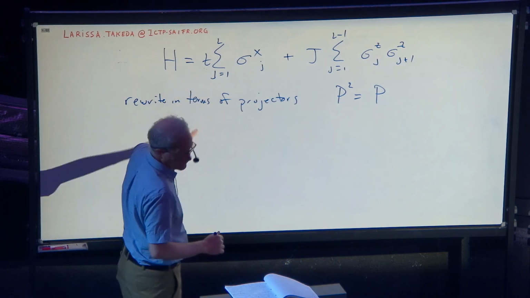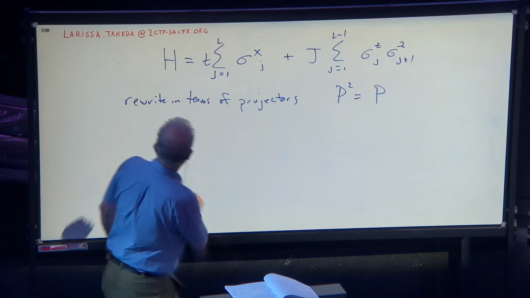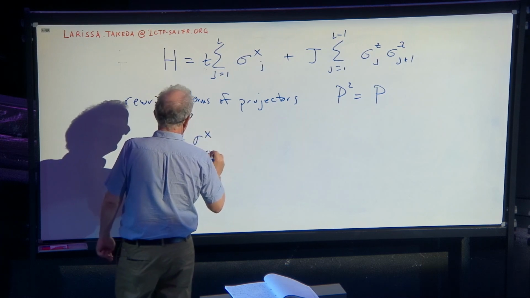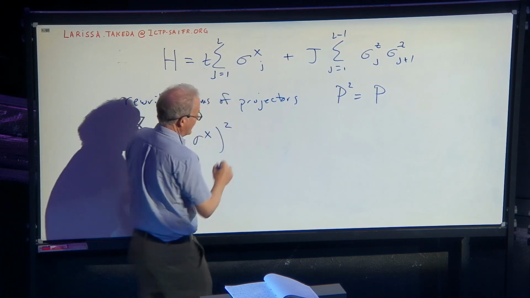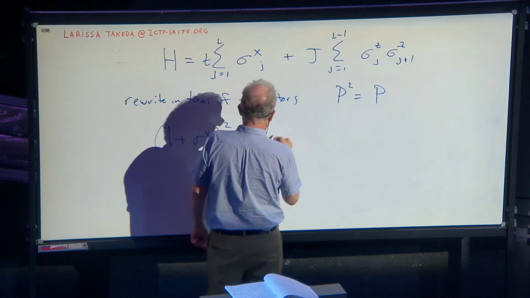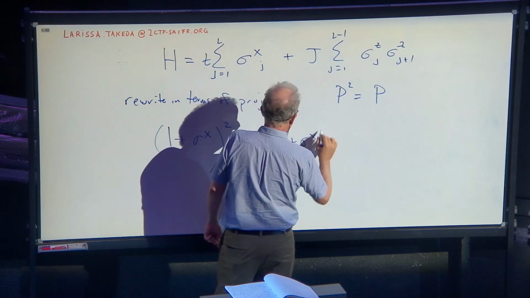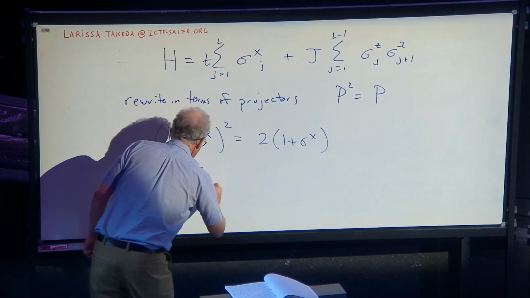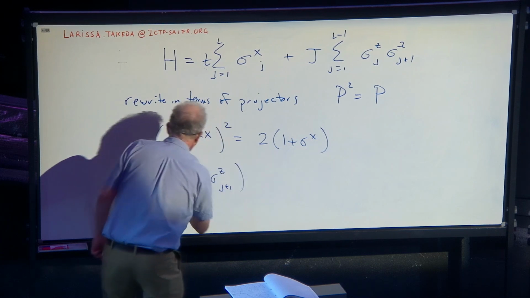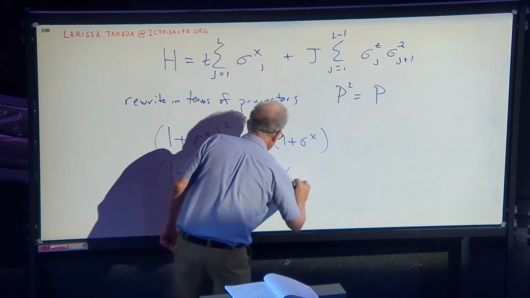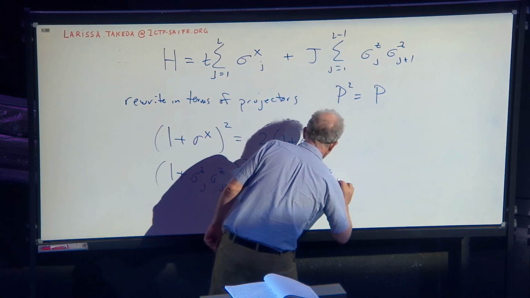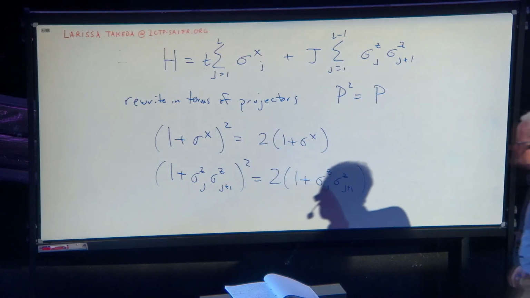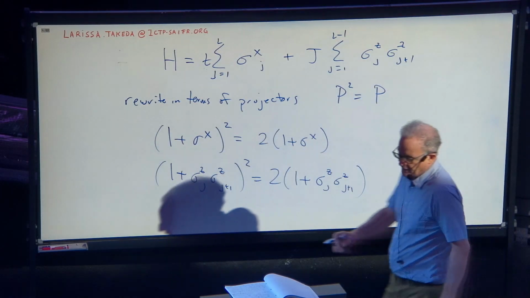So let's do this for Ising. And so notice, if you take any Pauli matrix, so including X, and I square that, well, because Pauli matrices square to 1, this is twice itself. But then, in fact, you notice that this thing squares to twice itself. Okay, so this is the way to write Ising models in terms of projectors.